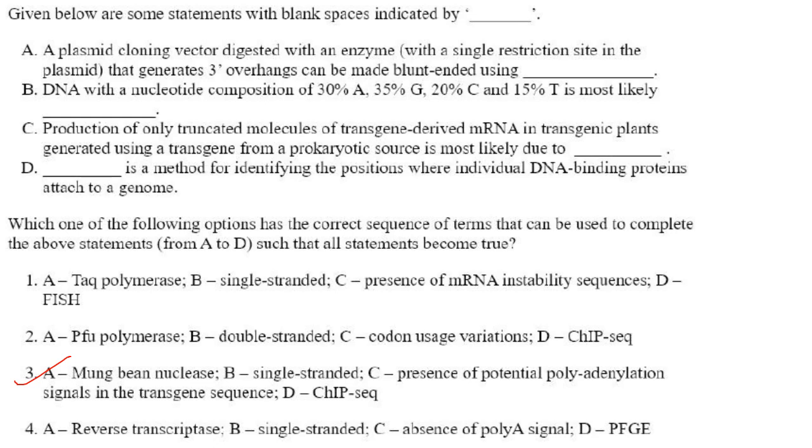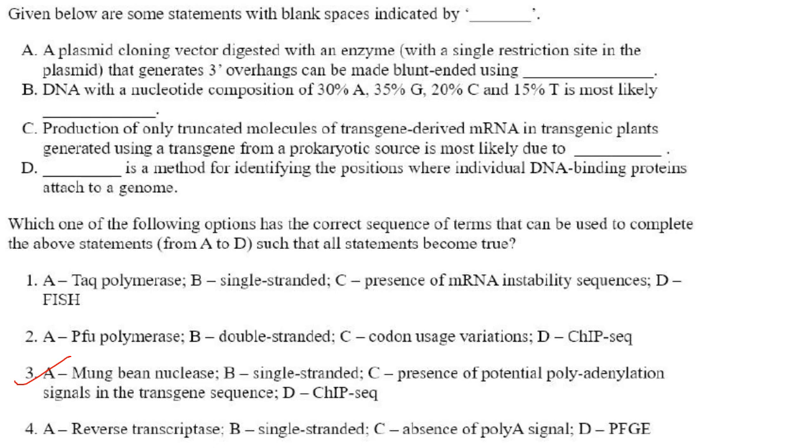So you have a plasmid cloning vector. It is digested with an enzyme, and that enzyme creates 3' overhangs. So you don't want any 3' overhangs. You have to remove the 3' overhangs and make it blunt ended. Now that can be done with mung bean nuclease. So mung bean nuclease can be used for removal of both 3' and 5' overhangs from single stranded DNA to create blunt ends. So third one is the answer.